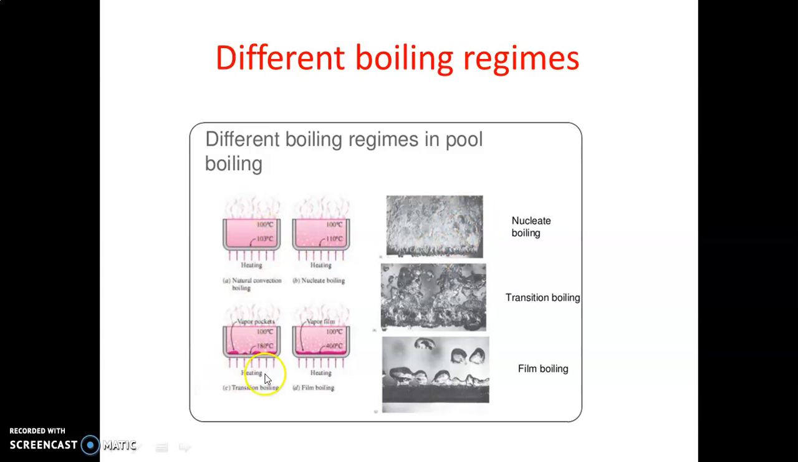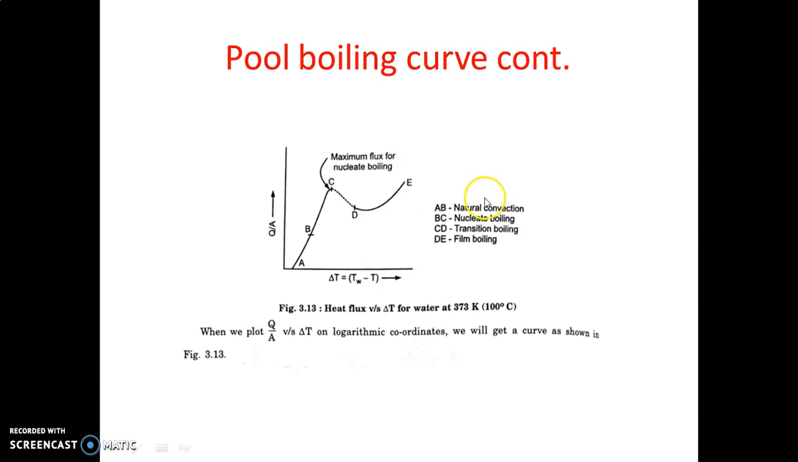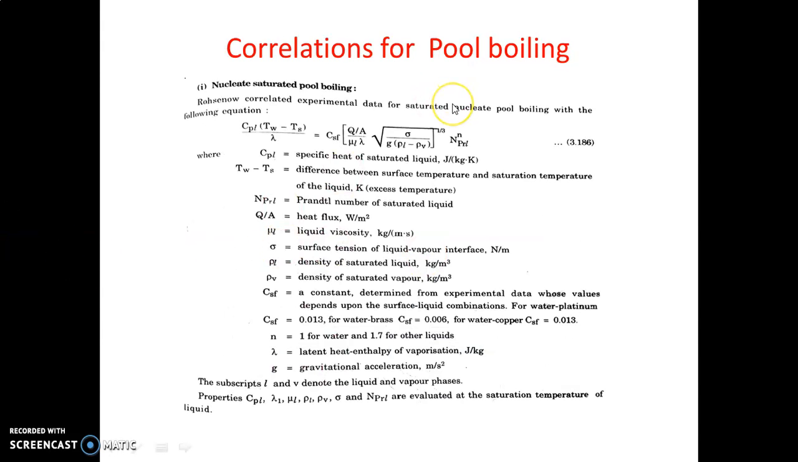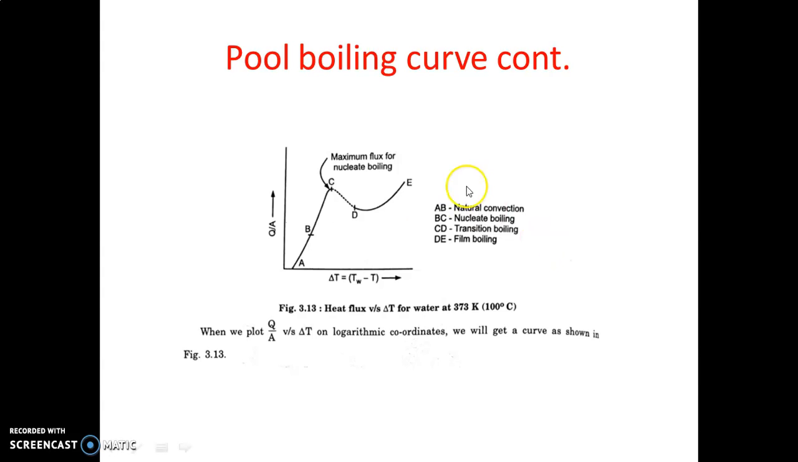So these are the 4 boiling regimes. These 4 boiling regimes are important for the design of boiling equipment. Then there are some correlations for calculation of boiling. First we discuss nucleate saturated pool boiling. This part is important for design purposes.